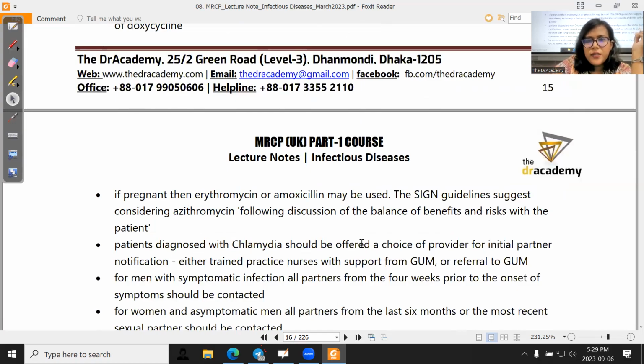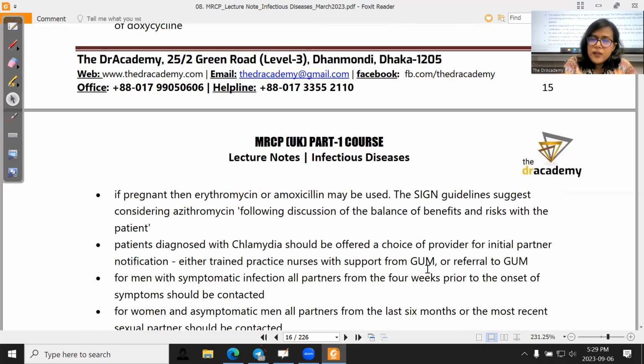A patient diagnosed with chlamydia should be offered a choice of provider for initial partner notification. So what does that mean? Any patients, like I've already mentioned, chlamydia is a very prevalent sexually transmitted infection in the UK. For example, a woman has been diagnosed with chlamydia infection. What will happen? They will immediately refer the patient to the GUM clinic, which is known as the genitourinary medicine clinic. And after giving her treatment, like for example, this woman is not pregnant, so we give the 7-day course of doxycycline, okay?